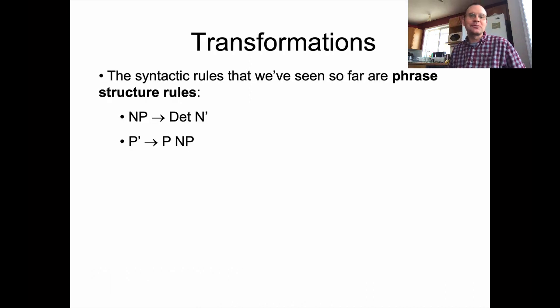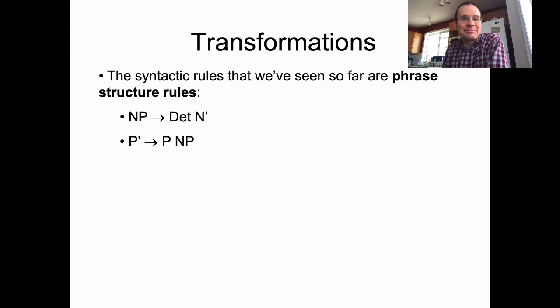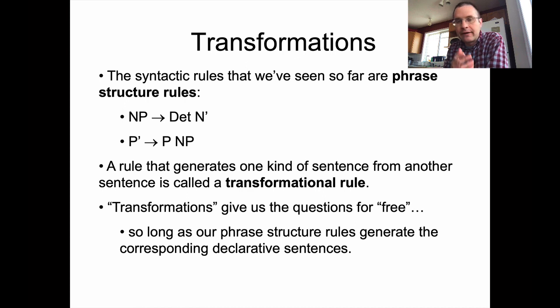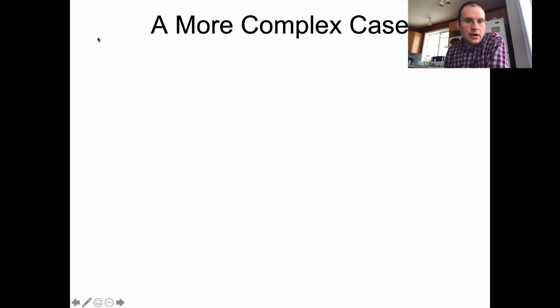Anyways, the syntactic rules we've seen so far are phrase structure rules. So I'm not going to walk through all these again, but like a noun phrase becoming a determiner and a noun bar and bar, so on and so forth. We've gone through those at great length. We're going to get a new set of rules here, which are called transformational rules, which generate one kind of sentence on the basis of another that already exists or that can be generated by those phrase structure rules. So these give us kind of our foundation, and we can mess around with them a little bit with these transformational rules. So for instance, if we have a declarative sentence, we can get a yes/no question out of that for free, so long as our phrase structure rules generate the corresponding declarative sentence to begin with.